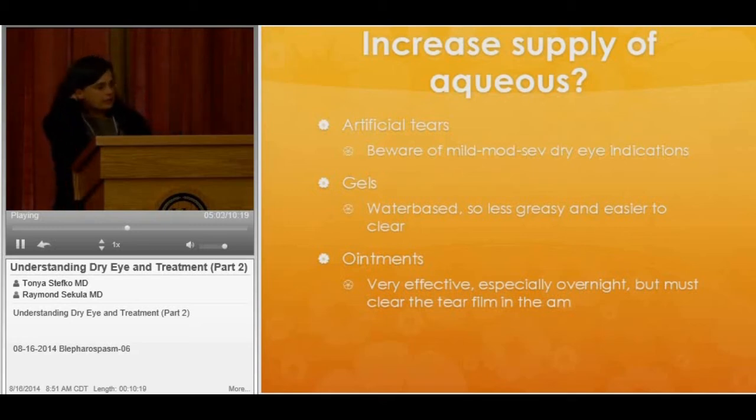The intermediate step there are gels, which we often give people to use at night because they're water-based, so they're not so greasy and they're easy to clear in the morning when you get up and you just sort of have to blink a bunch. Ointments are really effective, especially overnight, but anybody who uses them knows you have to clear out your tear film in the morning because they're all greasy.